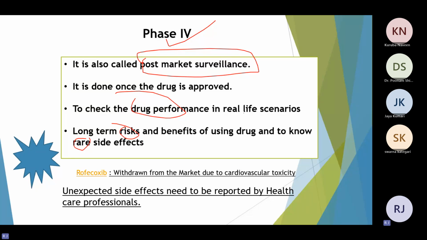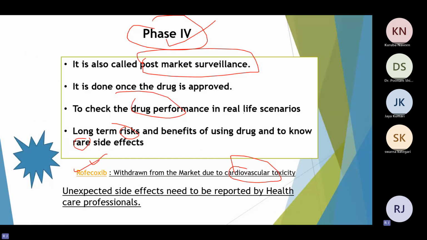So you would have heard this controversy like Rofecoxib. It was withdrawn in 1998 and 2002 because the drug was causing cardiovascular toxicity. Okay, but it could not be identified in a clinical trial because these were rare side effects. So we came to know about these side effects by doing these phase 4 studies. Okay, PMS studies.